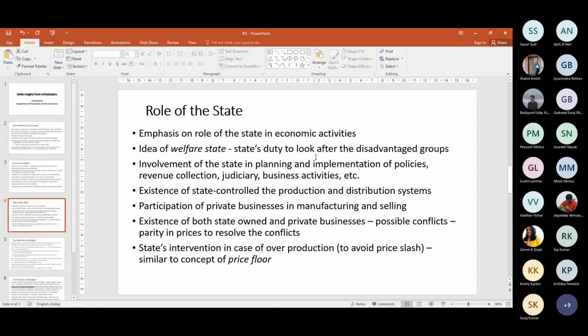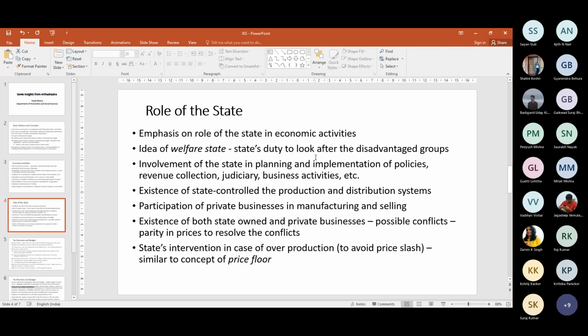So role of the state was recognized in Arthashastra. And role of the state in economic activities is seen in contemporary economic theories and discussions also. Only there are some changes in the nature of the role of the state. The way the state or the government intervenes in economic activities, the form has changed, but role of the state is still very, very important in various economic activities.